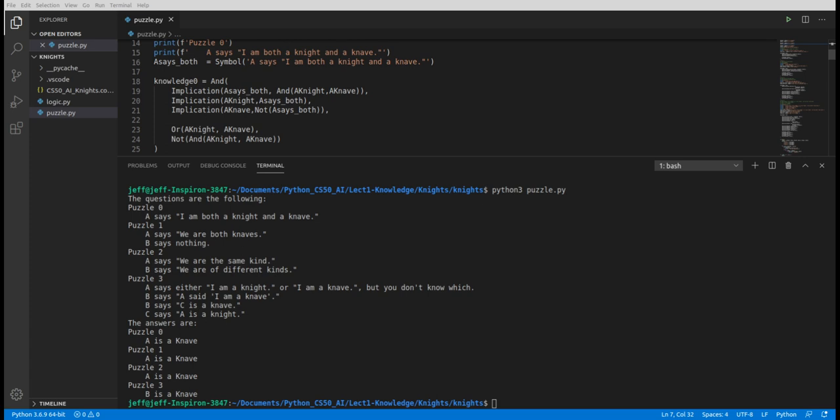And B says, A said that I am a knave, and B says, C is a knave. C says, A is a knight. Mixing all that logic together, we find out that B is a knave. This is just an illustration of what was done for this course.